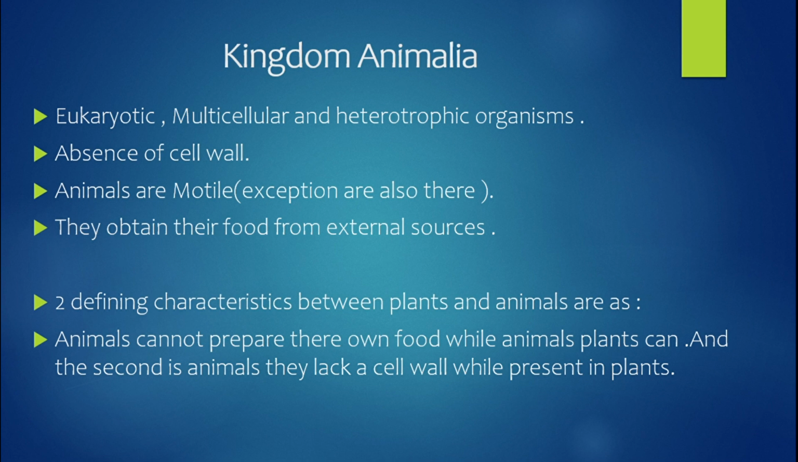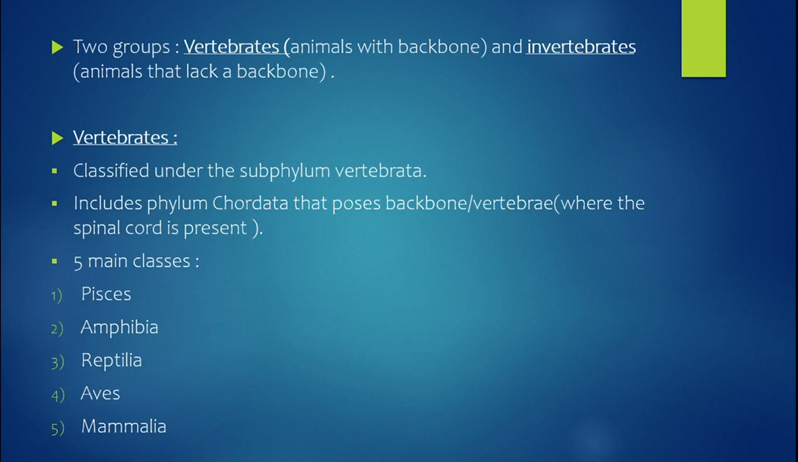So yeah, now there are two groups in the kingdom Animalia. This is very important. This kingdom Animalia, or we can say animal kingdom, is divided into two groups. The first group is the vertebrates and the second group is the invertebrates.